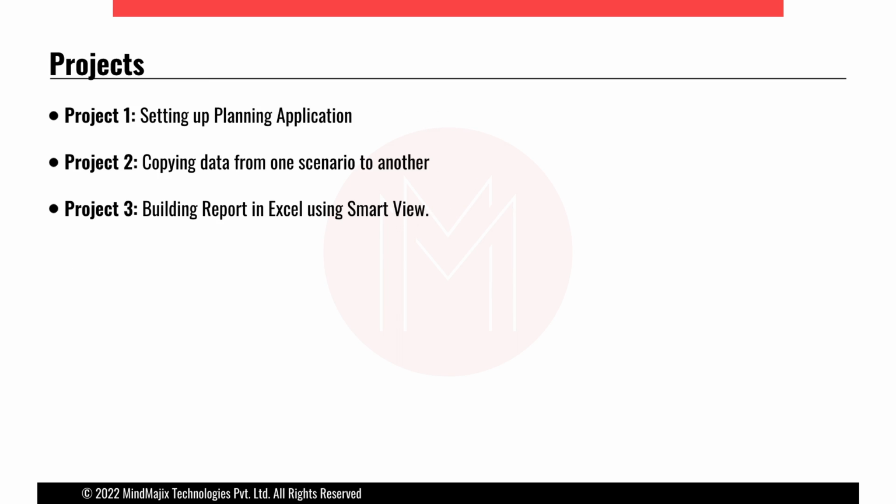And then we will do some projects, so we will set up a planning application. We will do a project on executing certain business rules to copy data from one scenario to another. Scenario means from actual to budget, budget to forecast, right? So we will do the project on that, and then we might go to a project for building a report using Excel and Smart View. So this will cover all the things which you should learn about Hyperion planning.